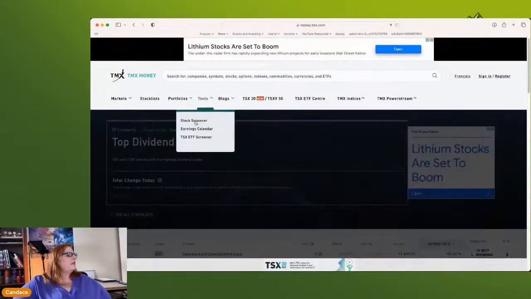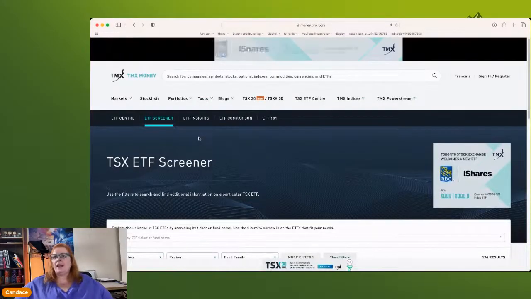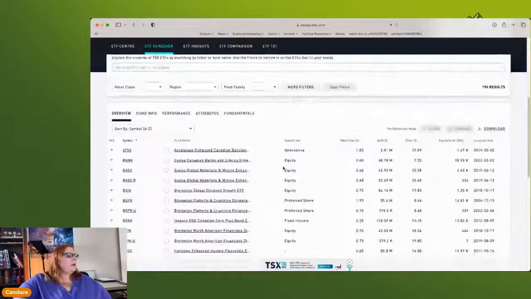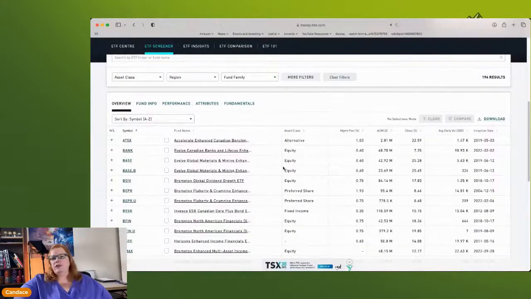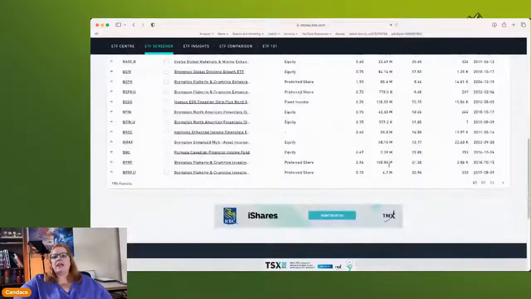Under tools, we have a stock screener. Now, I will use the stock screener a lot just to find new stocks. I'll put in different criteria that I'm looking for. But what is brand new on this site is they have an ETF screener. So the TSX ETF screener. So here's a way to find some of those dividend ETFs. When we come in, you'll see at the bottom, it's got a list of everything. That's because we don't have any filters on it. So right now we've got 194 ETFs that it is showing.